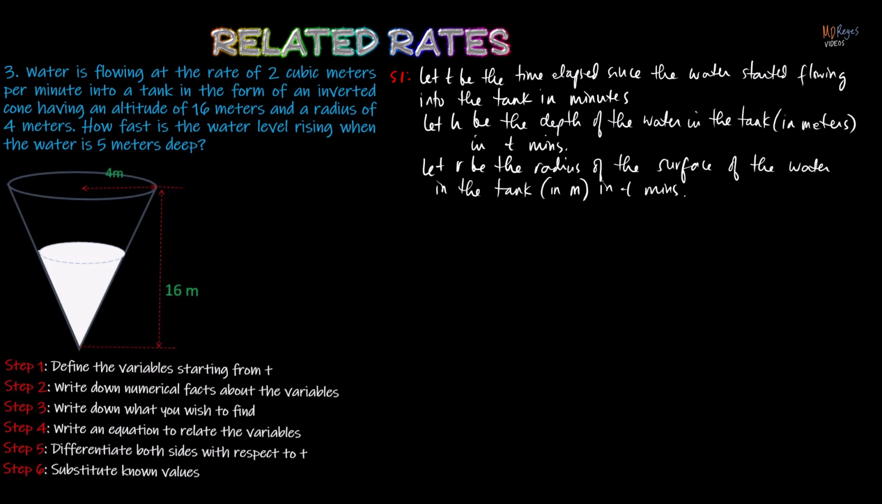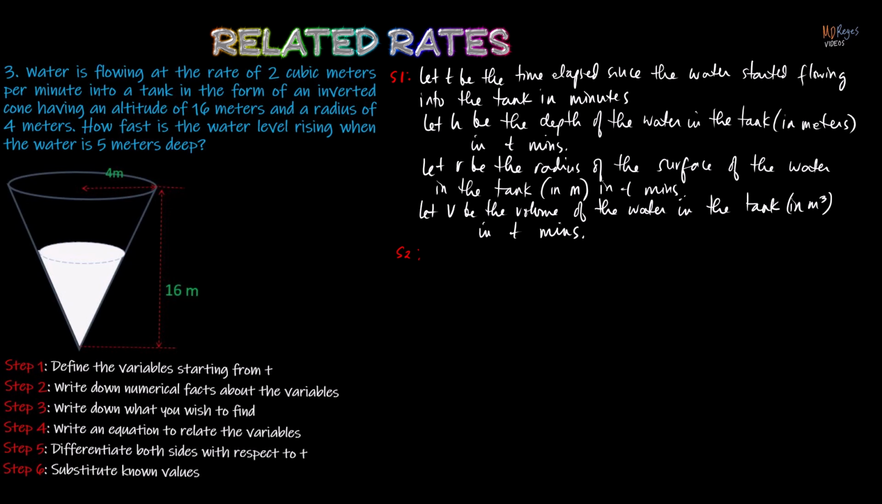And of course, as the water level rises, the volume of the water in the tank also changes. So let's just use capital V for volume. Let V be the volume of the water in the tank, in cubic meters, in t minutes. So we're done with step 1. Now let's go to step 2.